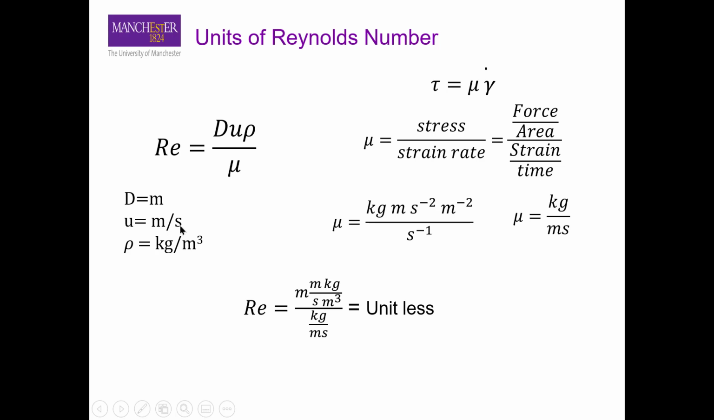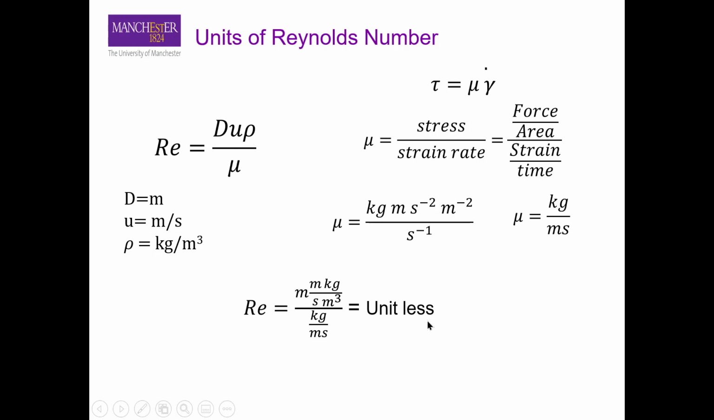U is meter per second. Rho is kilograms per cubic meter. Viscosity, as we discussed in the first lecture, is a ratio of stress over strain rate. And if you calculate the units from this formulation, the viscosity has units of kilogram per meter per second. And if you feed all these units into this equation, the Reynolds number comes out as a unitless number.